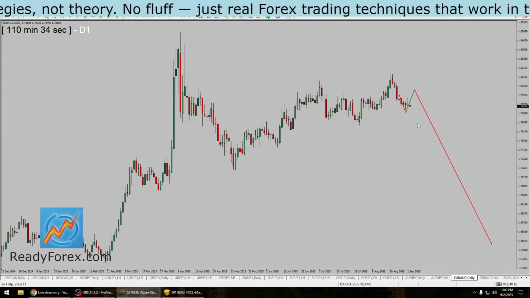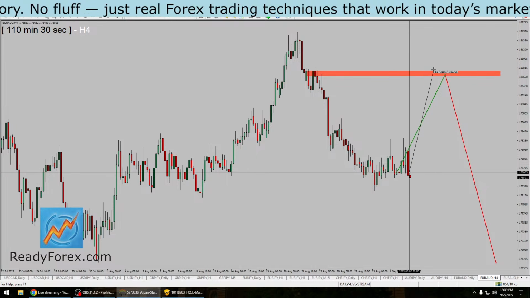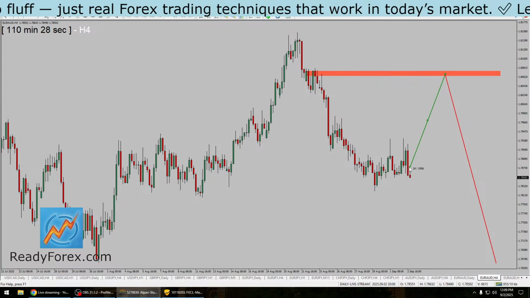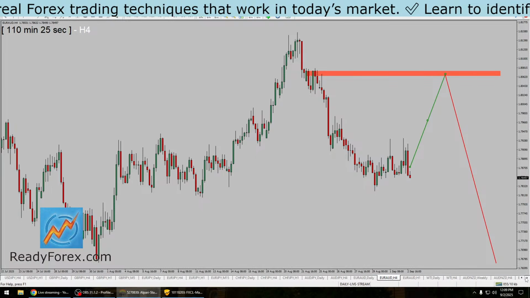Next one is the Euro AUD, which is trying to drop. I was kind of waiting for a deeper pullback over here, and we only got a few pips rally, which is not enough.